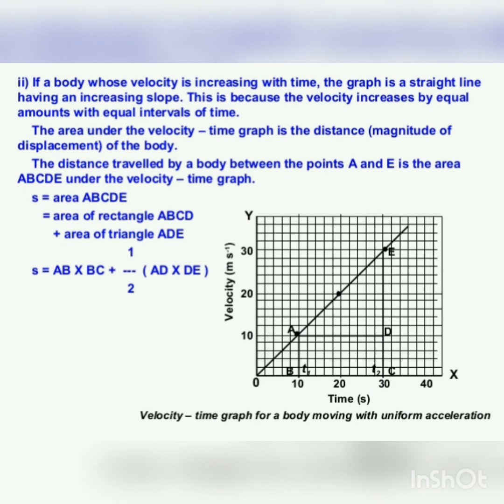Okay. If a body whose velocity is increasing with the time, the graph is a straight line having an increasing slope. You can see in the slide, children. This is because the velocity increases by equal amounts with the equal intervals of time. That means uniform. So the area under the velocity time graph is the distance, magnitude of the displacement of the body. So distance traveled by a body between the points A and E is the area A, B, C, D, E under the velocity time graph. You can see in the slide. Okay, this is how we calculate the velocity time graph.